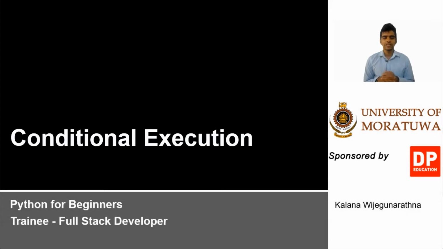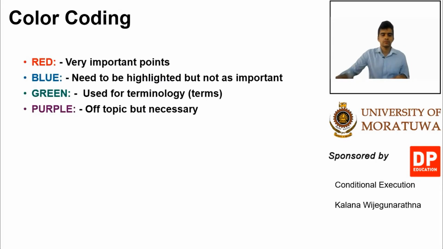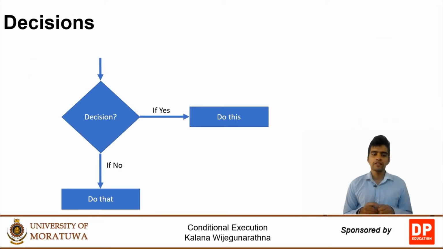Hello everyone. Thus far in the Python for Beginners course, you have been looking at simple, sequential programs and operators used to write them. But let's try and make our programs a bit more intelligent and exciting with conditional execution. This is a standard color coding we'll be using throughout the presentation. Here, we will learn how to make our program make decisions.